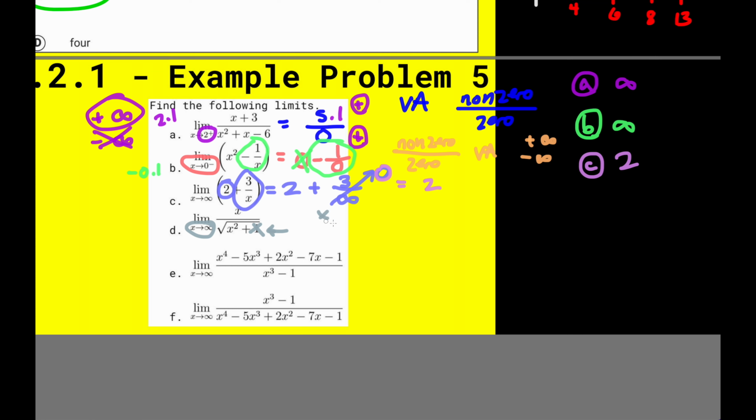Now you have x over the square root of x squared. Well, the square root of x squared is just x. x over x is 1. So the answer for part D would just be 1.